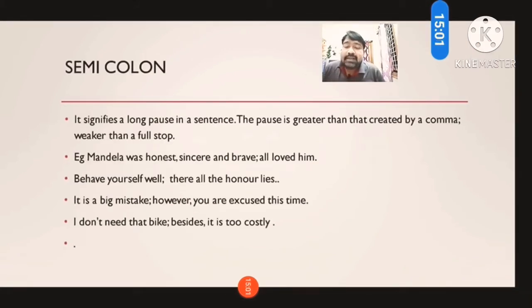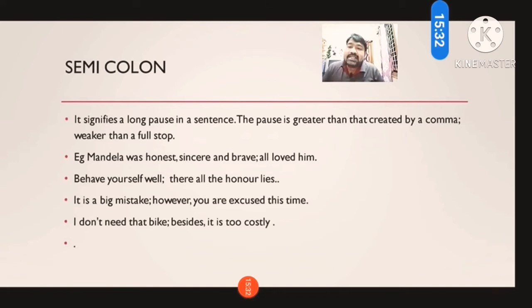Now let us see the semicolon. It signifies a long pause in a sentence. What is a semicolon? It signifies a long pause in a sentence. The pause is greater than that created by a comma. So this pause is a little bit stronger than a comma and weaker than a full stop. So let us see the examples also here.